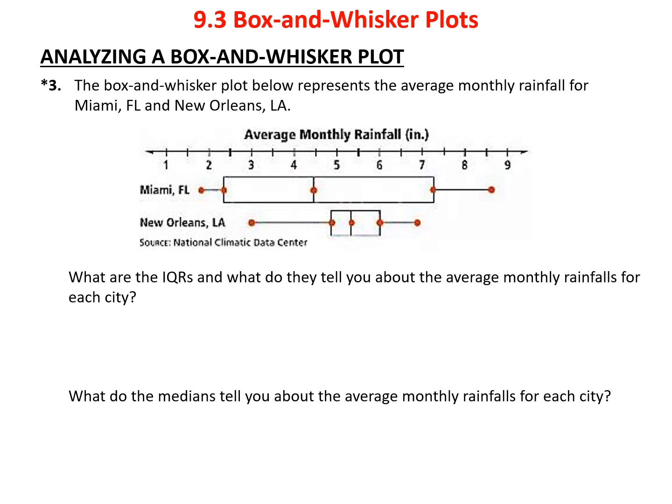Problem 3, we're going to use our understanding of quartiles and box and whisker plots to analyze data. So you see we have the data expressed for rainfall in Miami and New Orleans. So first question is, what are the IQRs? What's the interquartile range, and what do they tell you about the average monthly rainfall? Remember that an IQR is the difference between quartile 3 and quartile 1. In other words, how long is the box?